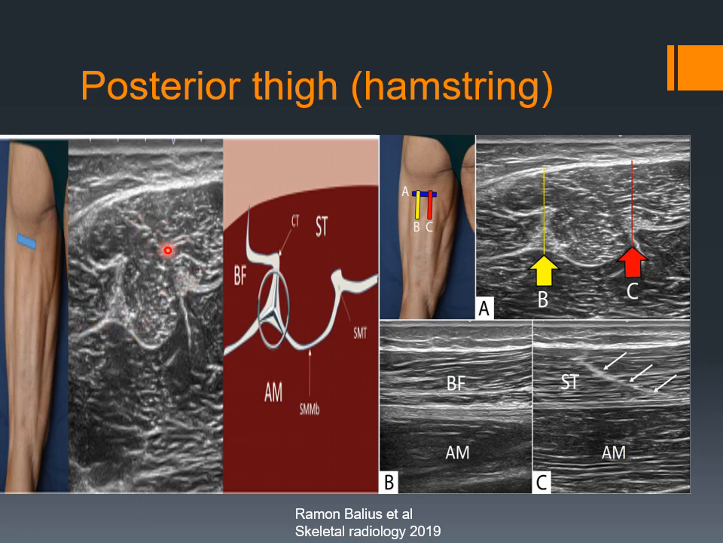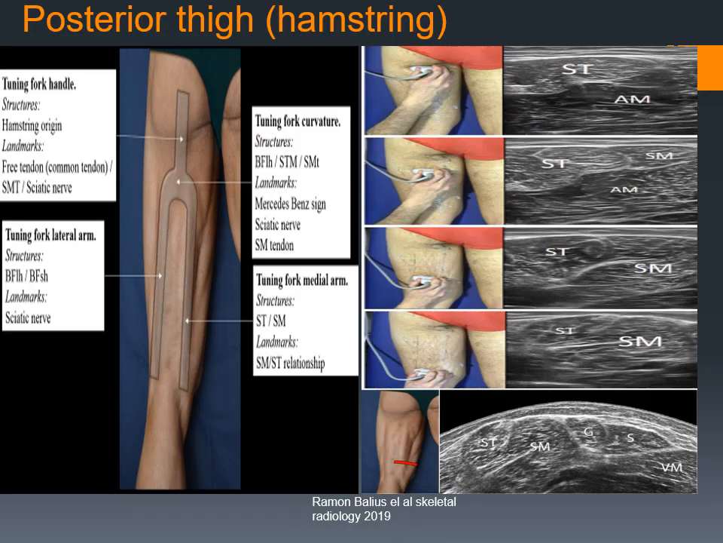This is the semitendinosus muscle, the biceps femoris, and the adductor magnus. If we put the probe LS above the sciatic nerve, what we will see is the biceps femoris muscle, and below it the adductor magnus muscle. If we put the probe LS over the semimembranosus tendon, we will see the semitendinosus muscle and the adductor magnus. Then if we move downwards along the medial arm of the tuning fork, our landmark will be the semimembranosus tendon.